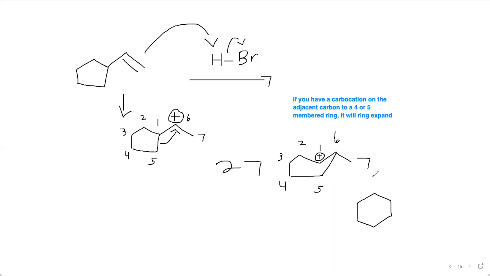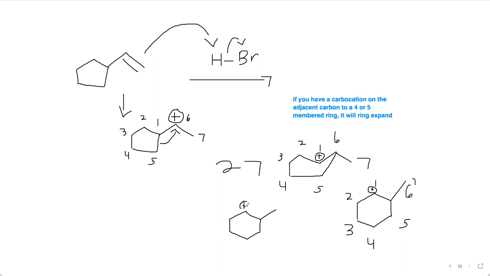I'm just going to arbitrarily put 1 there, 2 there, 3, 4, 5, and 6. And on 6, I have a methyl group, which is carbon 7. And on carbon 1, I have a plus charge. So now if I redraw this without all the numbers, I have a structure like this one.